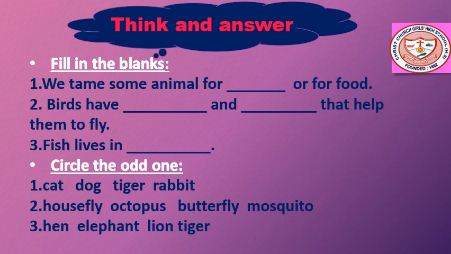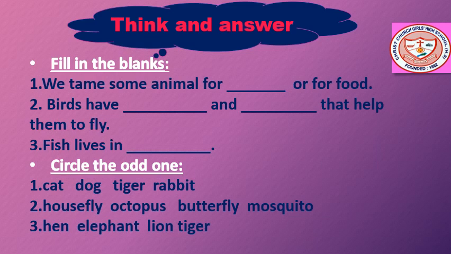This is the time for think and answer. So please try out the following questions on your own. Okay? So let's start with think and answer. Fill in the blanks. Number one, we tame some animals for dash or for food. Number two, birds have dash and dash that help them to fly. Number three, fish live in dash.